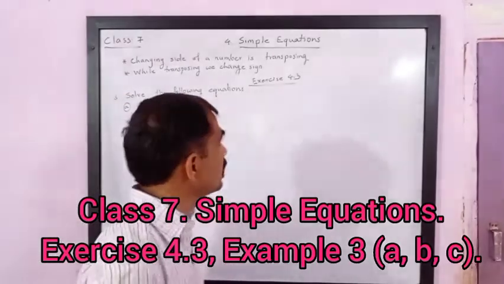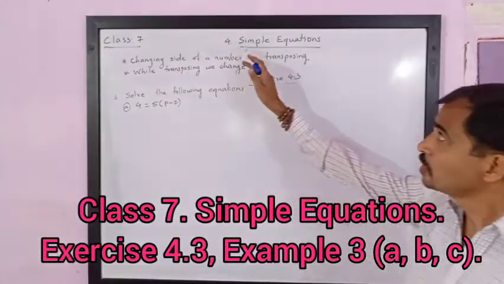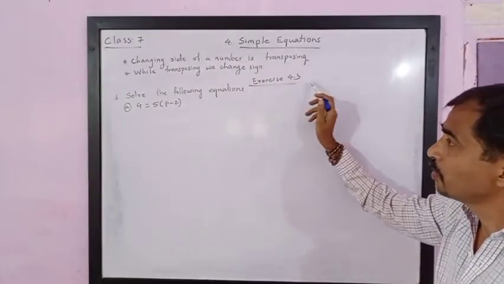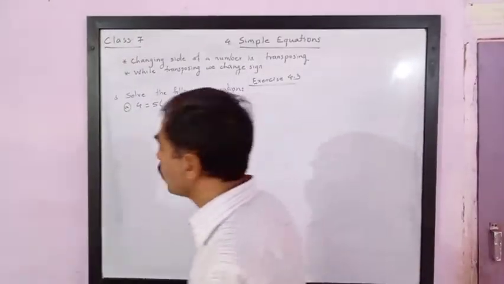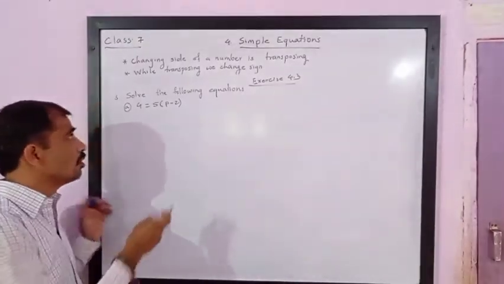Dear friends, we are studying in class 7, 4th chapter simple equations. In this, we are studying exercise 4.3 and we have the third question. Solve the following equation. First is 4 is equal to 5 in bracket p minus 2. Now, let us see how to solve.